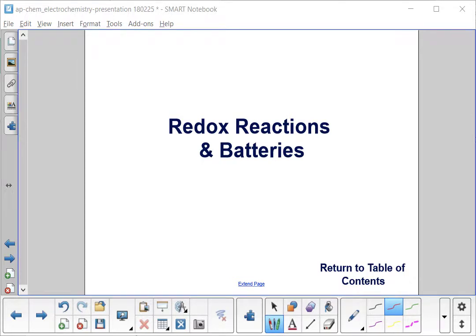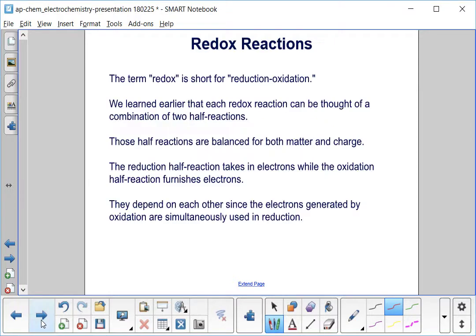In this section, we're going to talk about redox reactions and batteries. First, a little review on redox reactions. The term redox is short for reduction oxidation.